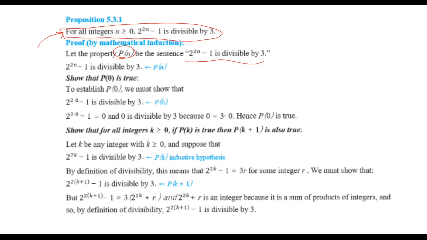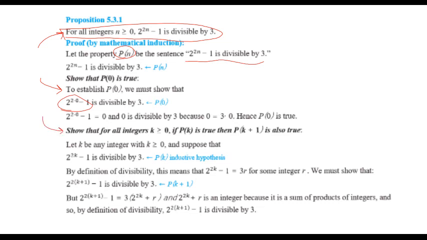Now let's start from the basis step. This is step number 1, which basically says P of 0 is true. In order to establish P of 0, we just need to replace n by 0 in P of n, which says 2 to the power 2 times 0 minus 1 is divisible by 3. So 2 to the power 0 minus 1 is equal to 1 minus 1, or 0, and since 0 is divisible by 3, we can conclude that P of 0 is true.